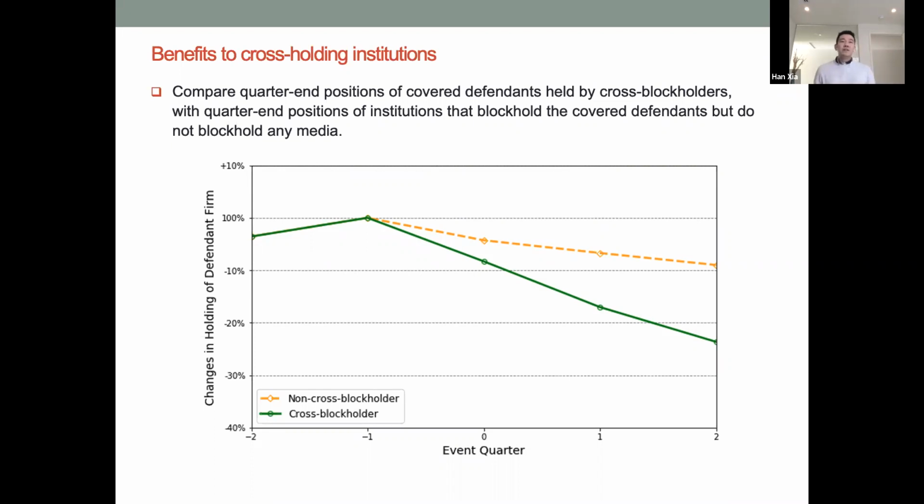So what we see here is that starting from the quarter of litigation, and then it goes on for the next quarter, and then for the next 2 quarters, actually, the cross-holding institutions are more aggressively unloading their position on the defendant compared to the yellow line. And in fact, after 1 quarter, if we see quarter +1 over here, this cross-holding group already unloaded almost 20% of their position on the defendant.